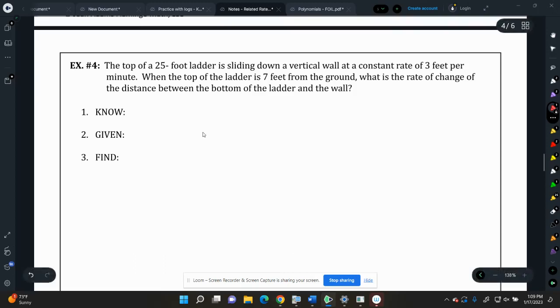Hey guys. So the top of a 25-foot ladder is sliding down a vertical wall. Here's my wall. That's not good. Hopefully no one's standing on it. All right, the ladder is 25 feet.